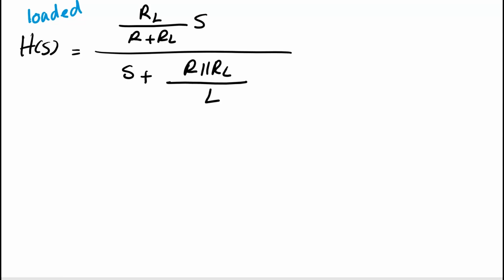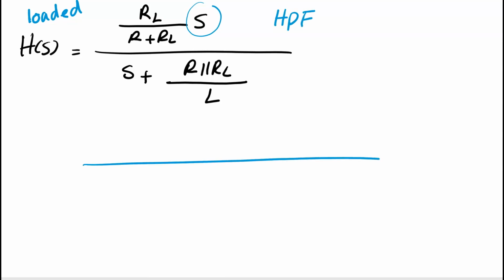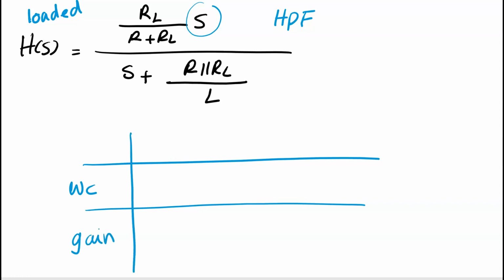So obviously, again, I'm looking at a high-pass filter. Anyway, with or without load, it's going to be a high-pass filter. The only difference is going to be in omega C, the cutoff frequency, and gain. So the gain is not the same as before anymore. So let's look at these values in the no-load and loaded scenarios.